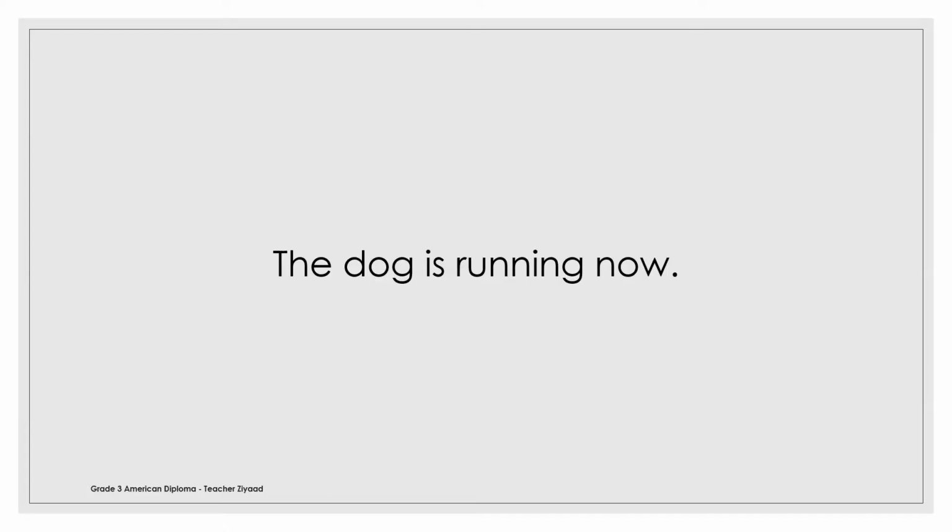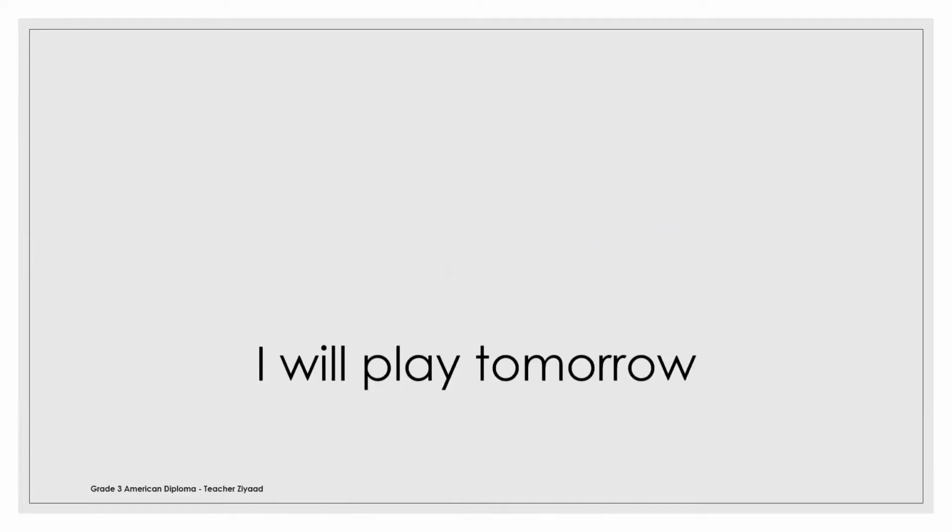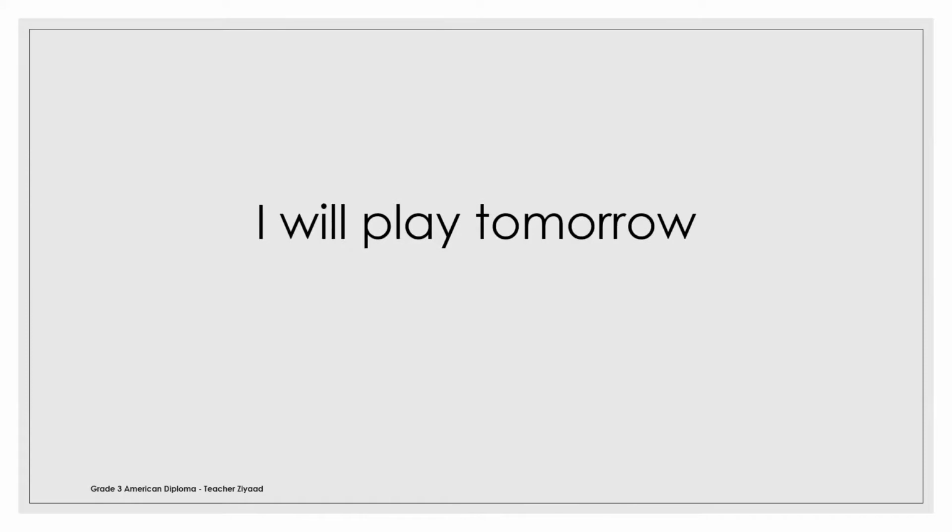And yep, you guessed it, the adverb of when in this instance is now. When was the dog running? He's running now. I've got another one for you. I will play tomorrow. Obviously, play is an action because we love doing that every day. And then tomorrow tells us about when the playing will be taking place. So that is our adverbs of when, adverbs of time.